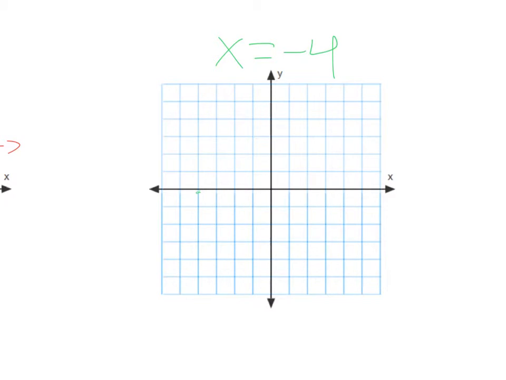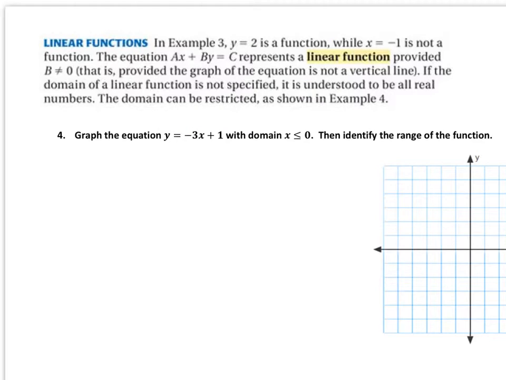So there's where x is negative 4. So it's a vertical line at x equals negative 4. So y equals a number is always a horizontal line. X equals a number is always a vertical line. Okay? Let's take a look at some more. All right.